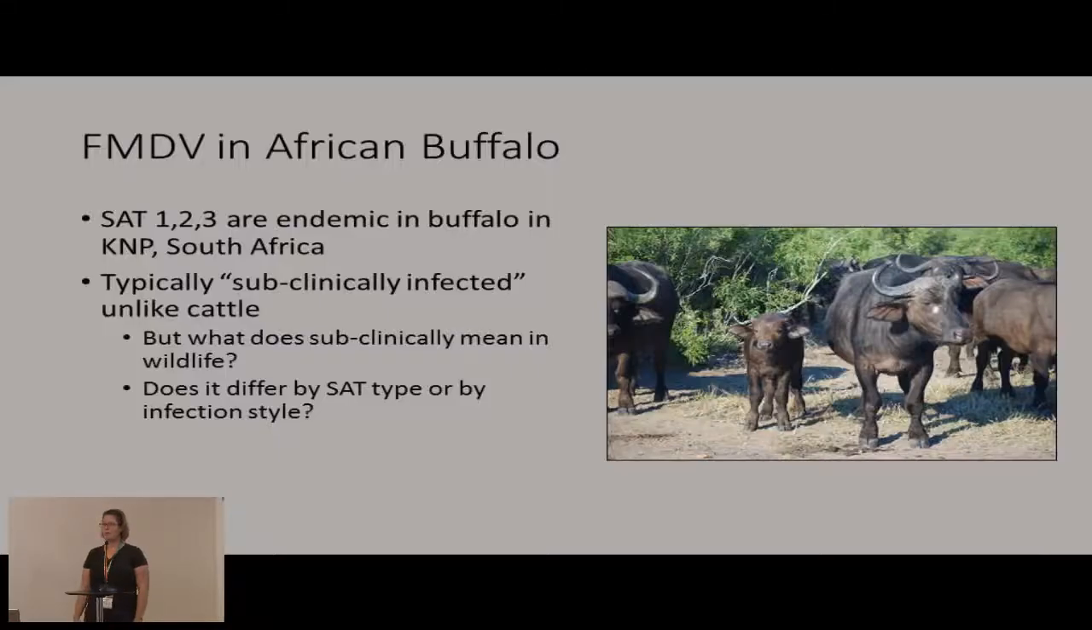So I will go through this really quickly because we've heard it all twice and are going to hear it one more time today. Foot and mouth disease is in African buffalo. SAT 1, 2, and 3 are endemic. And typically, the only thing that's different here is people say that buffalo are subclinically infected, that African buffalo don't exhibit much for clinical signs. But of course, we had a great opportunity to ask that with this study, so we just decided to look at what happened after they got infected.